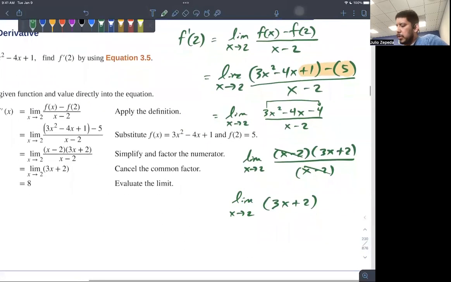Now I can do direct substitution. So this is equal to 3 times 2 plus 2. This is 6 plus 2, or 8.